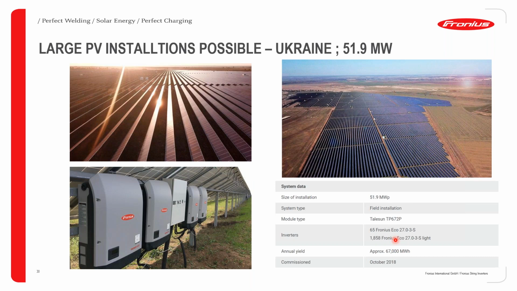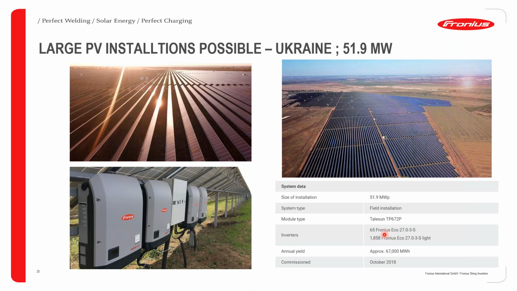And as my colleague, Mohammed Sidat, mentioned earlier, all the inverters mustn't have web servers, as in they mustn't have data managers. So here in this case, you can see that 65 of the inverters had data managers, and the other ones were light versions. Meaning that the communication was shared amongst these 65 Fronius Eco 27 inverters.